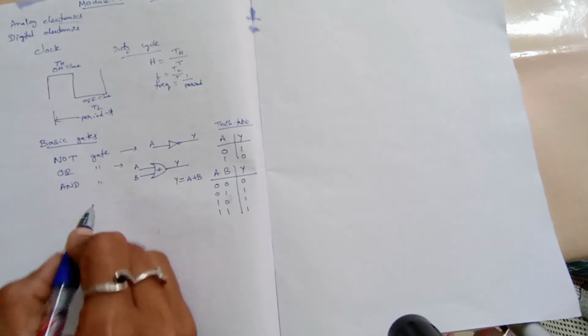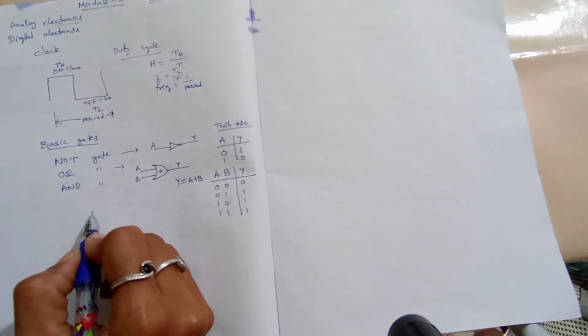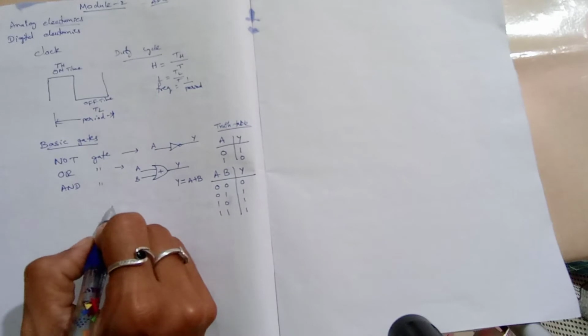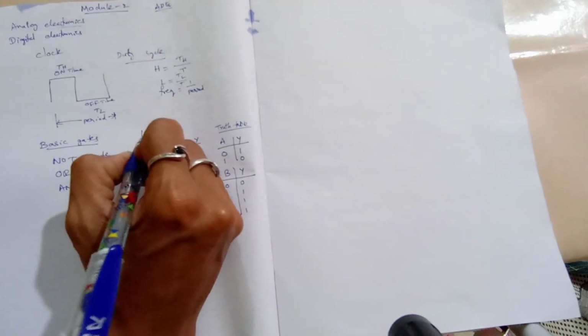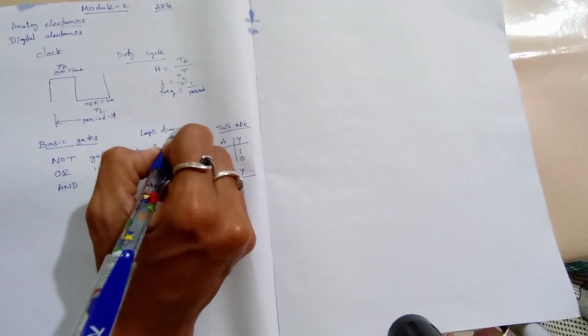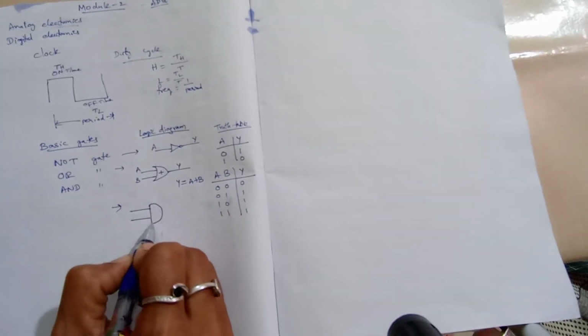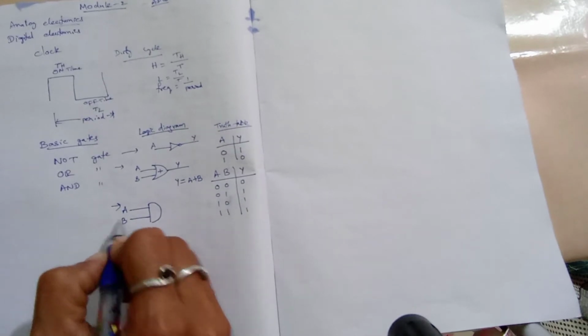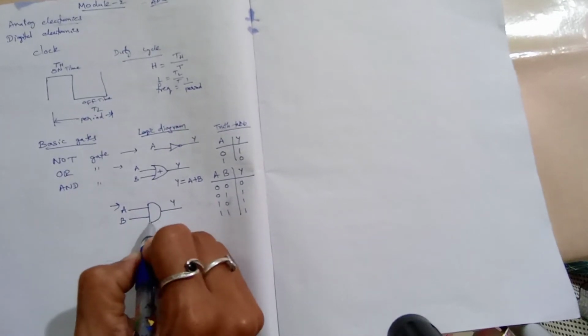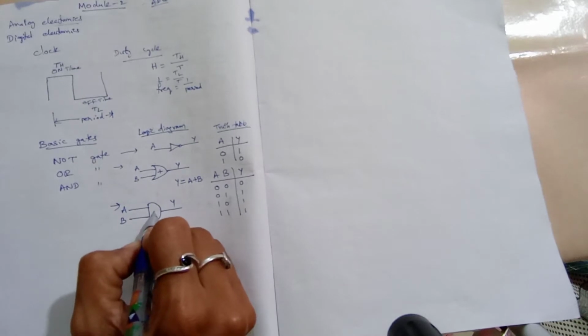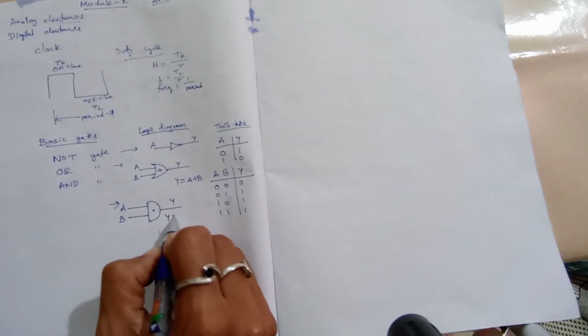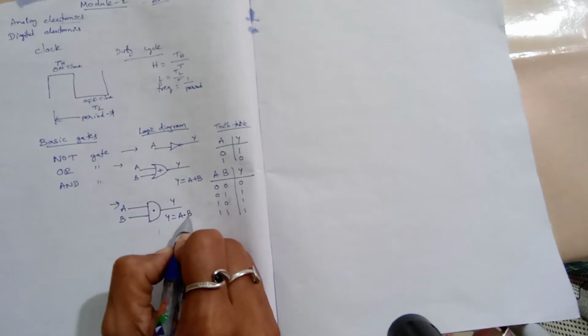Now we'll see the AND gate. Again, this gate is also consisting of 2 or more inputs, and output is high only when all inputs are high. Logic diagram for AND gate is, here we are considering 2 inputs A and B, and the output is Y. And the symbol how we'll represent is dot. Y is equal to A dot B.